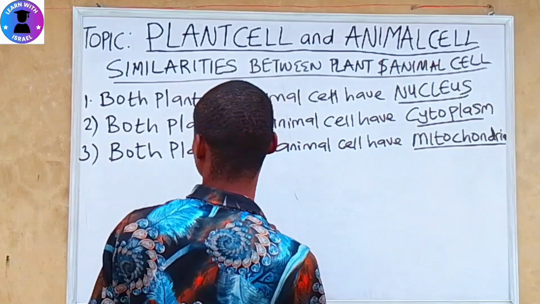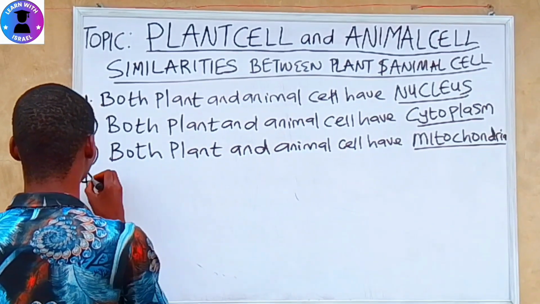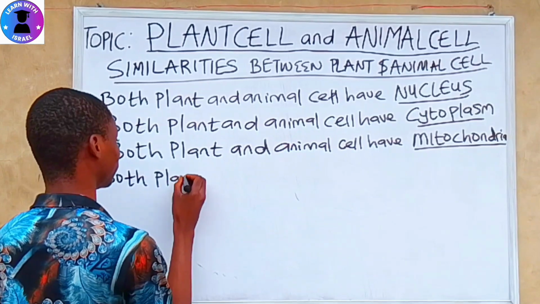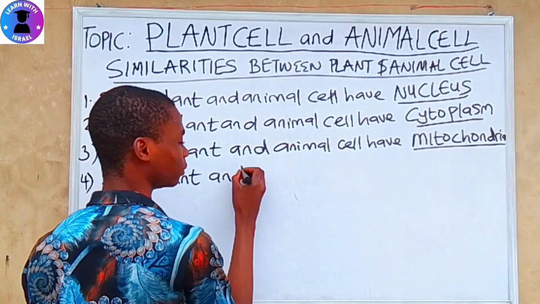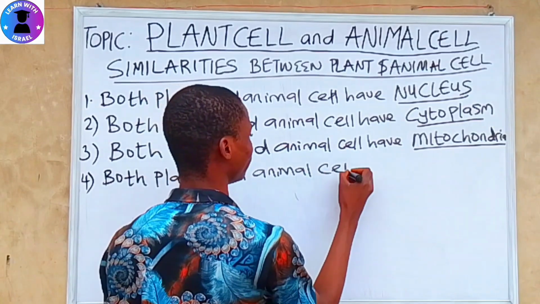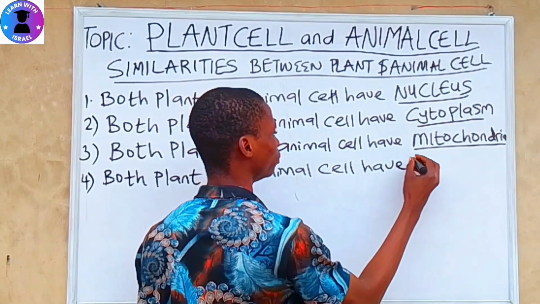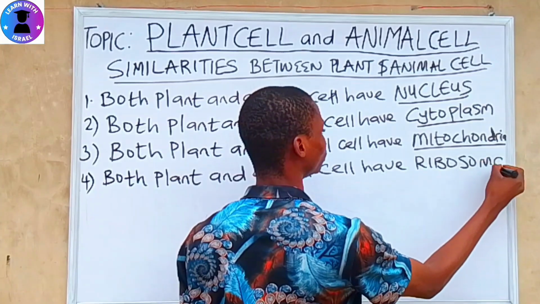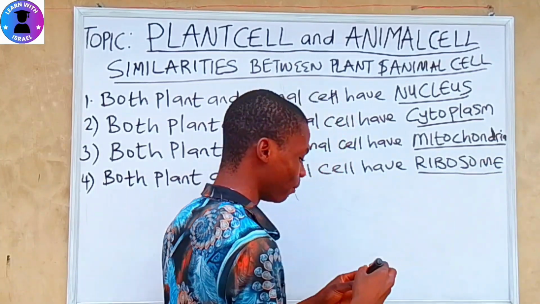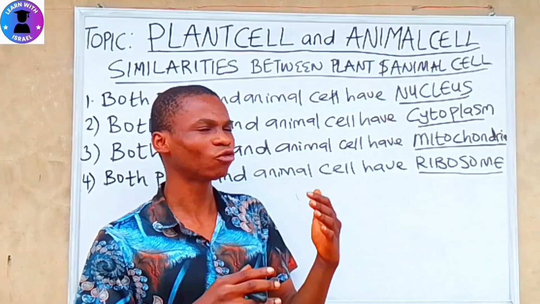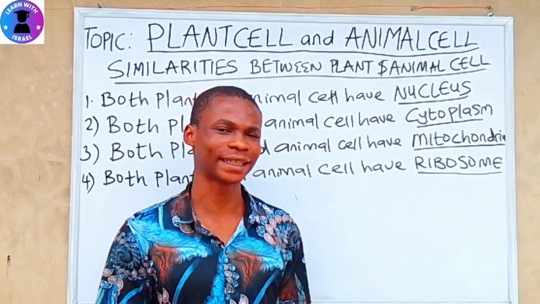So the next one is ribosome. Both plant and animal cell have ribosome. And what's ribosome? Ribosome is the site for protein synthesis. It is the site where proteins are being synthesized.